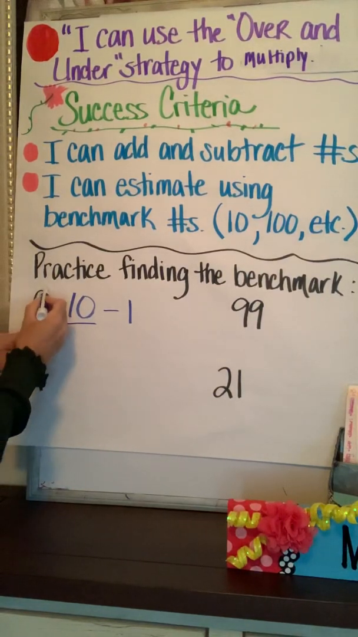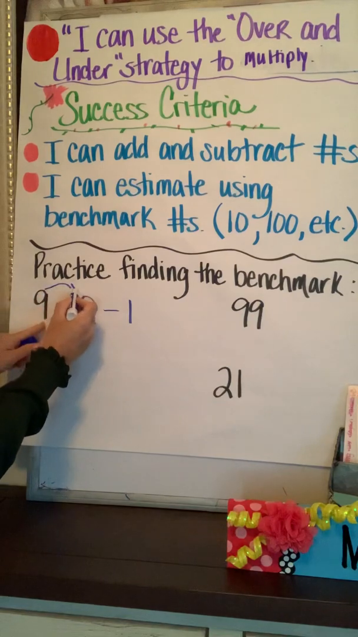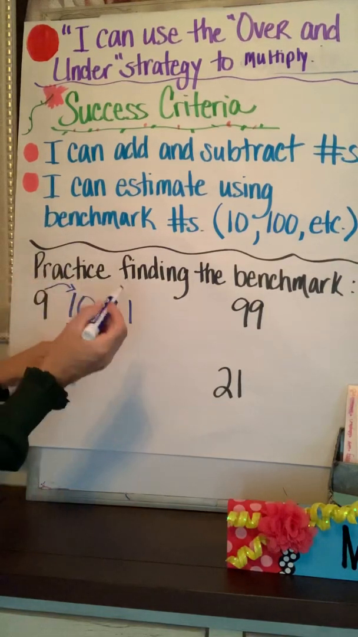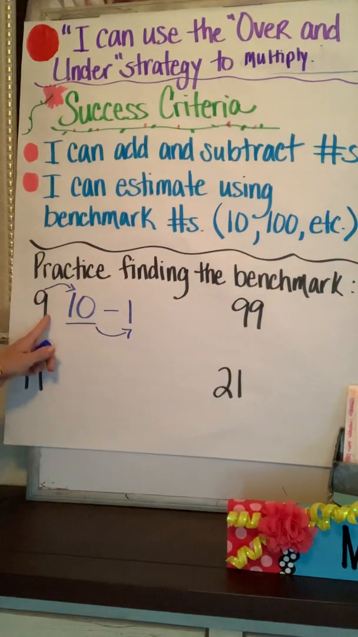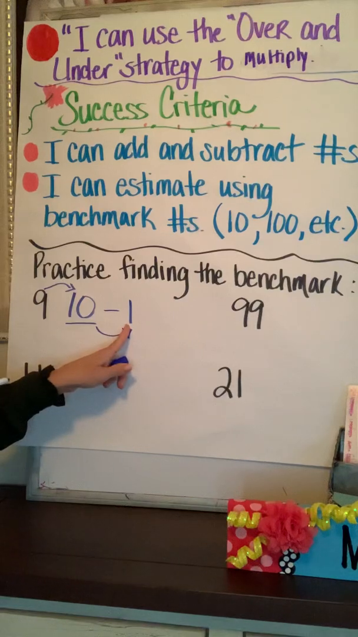Now here we found a benchmark that was over, 1 over, so then we had to go 1 under in order to get back to 9. So we're manipulating the number a little bit, but then we have to still make it equivalent. Don't worry, hang in there if that doesn't make sense yet.